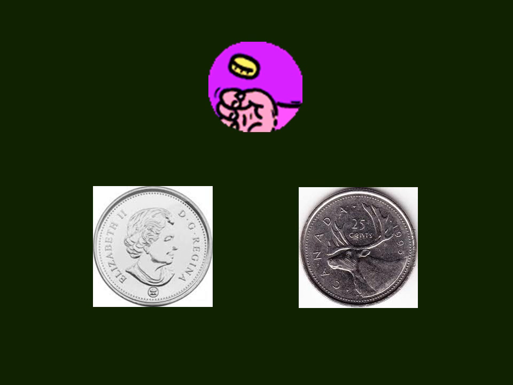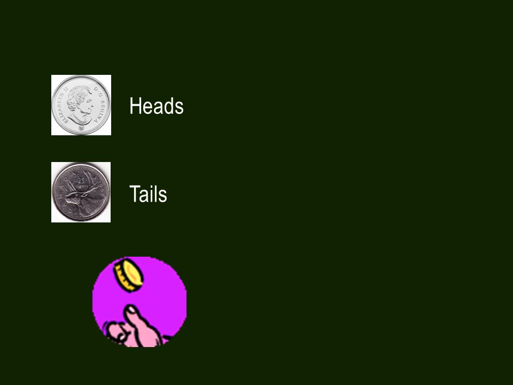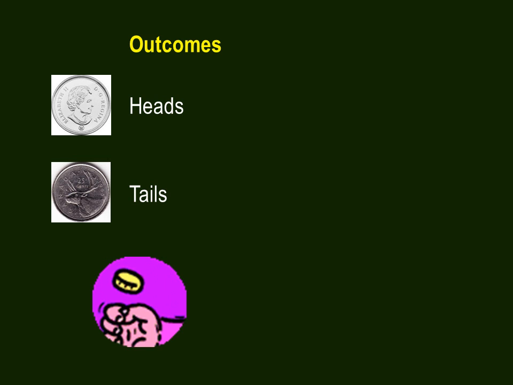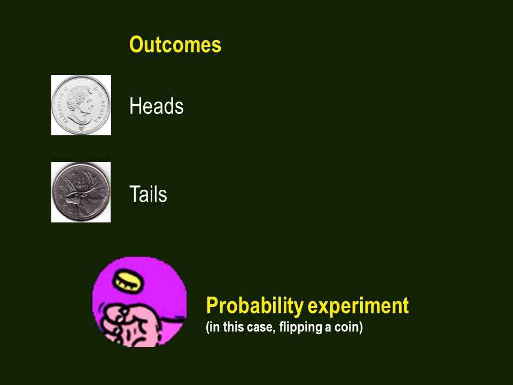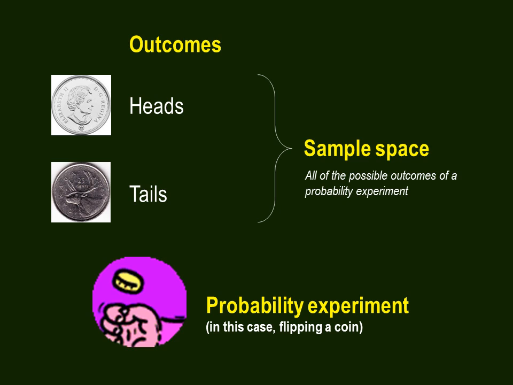When you are flipping a single coin, what are the two different results you can get when you do this? That's right, heads or tails. These are the possible outcomes of the probability experiment you just did, which is flipping a coin. When you name all of the possible outcomes of a probability experiment, you are determining its sample space.